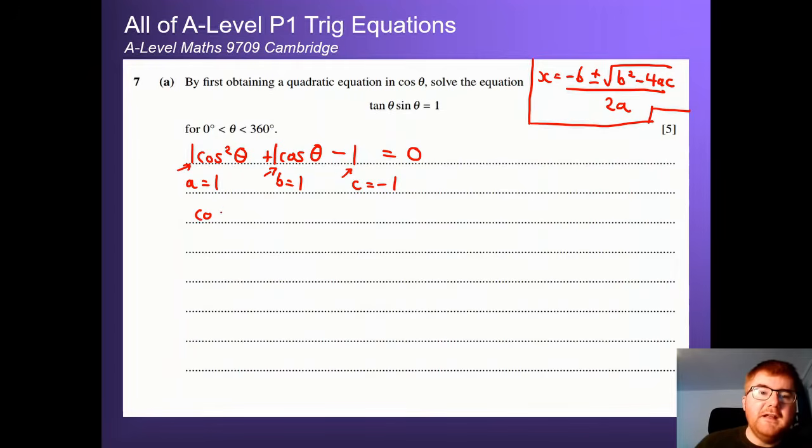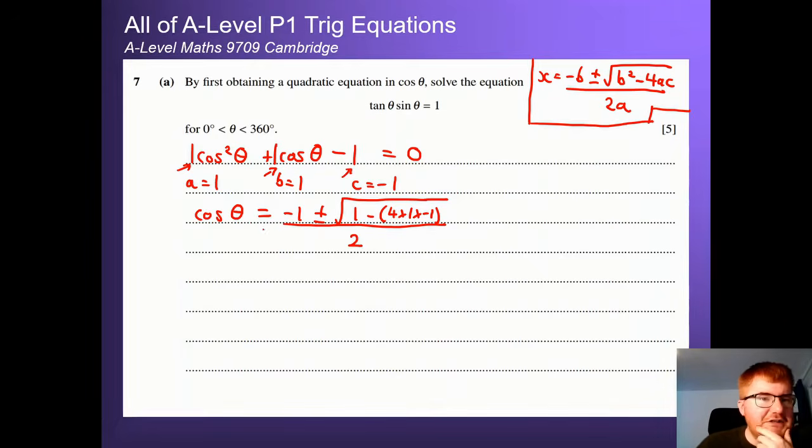So to use the formula here, to work out cos theta, we then just substitute these values in. So we have minus 1 plus minus the square root of 1 squared, which is 1, minus 4ac, so minus 4 times 1 times minus 1, all over 2a. That's 1 times 2, which is 2. I've done lots of this at iGCSE. And if we tidy this up, we get minus 1 plus minus the square root of.